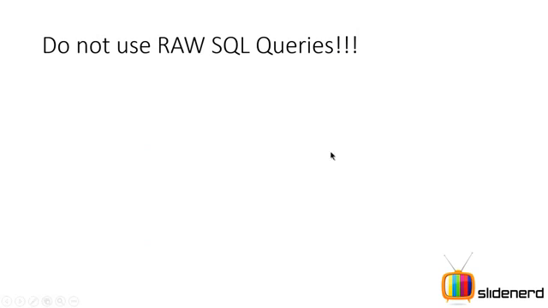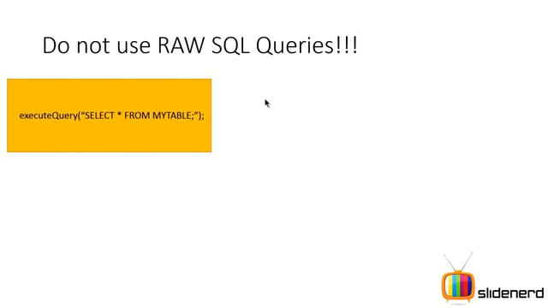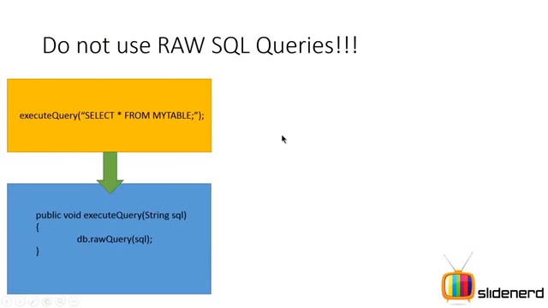So first, let's talk about raw SQL queries. Now, do not use raw SQL queries. This is one of the major things that you forget and fail to understand, even if you are from a JDBC background or something like that. Here, let me show you a simple example. What I have is some user agent, some app or something, calling execute query, and it says select star from my table. This method executeQuery is defined somewhere else, takes the string SQL, and directly tries to execute it by calling db.rawQuery. Now we'll talk about what this db means and what this rawQuery means, so don't worry too much about it. But there's a small problem with this.